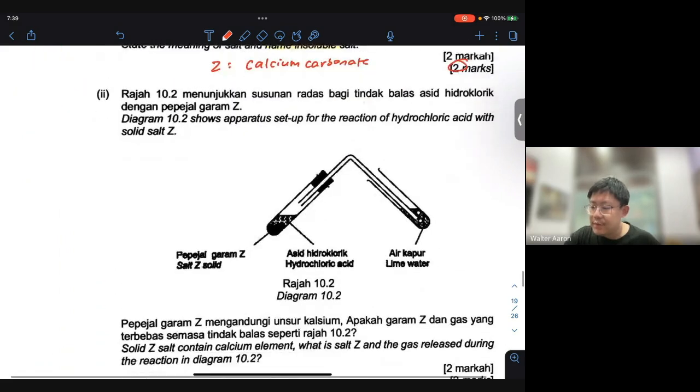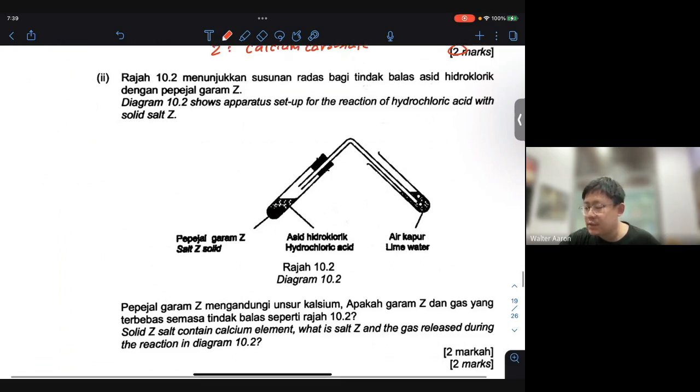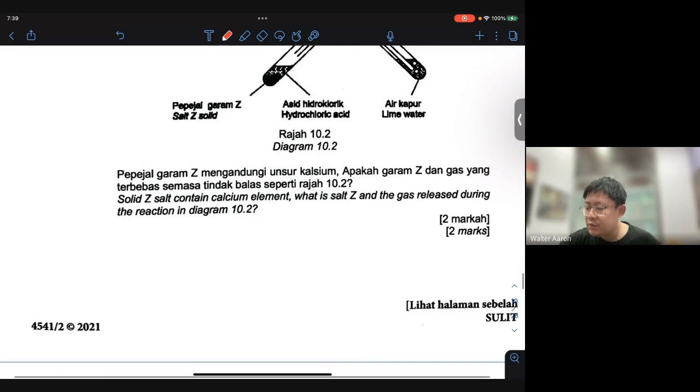All right, and then diagram 10.2 shows the apparatus set up for the reaction of hydrochloric acid with solid salt Z. So Z is reacted with hydrochloric acid, and then a lime water test is conducted. So they ask you to identify the solid Z salt that contains calcium element, and the gas released during the reaction in diagram 10.2.